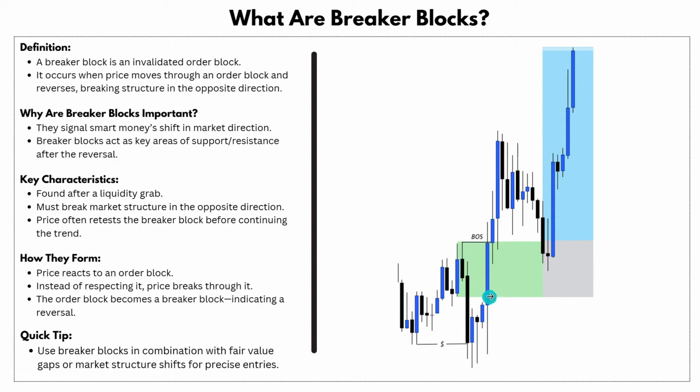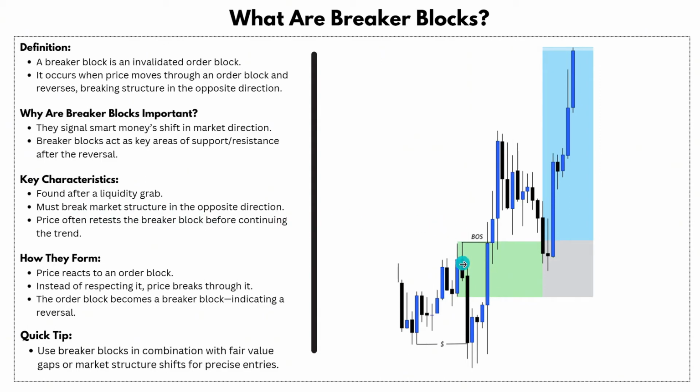As we can see here, after price rallies higher and gives us a breaker structure, price will then pull down lower and reuse this breaker block right here as support now to keep pushing this bullish trend. Some key characteristics is that it can be found after a liquidity grab. There must be a breaker structure in the opposite direction. Price often retests the breaker block before continuing the trend, exactly just like I stated.